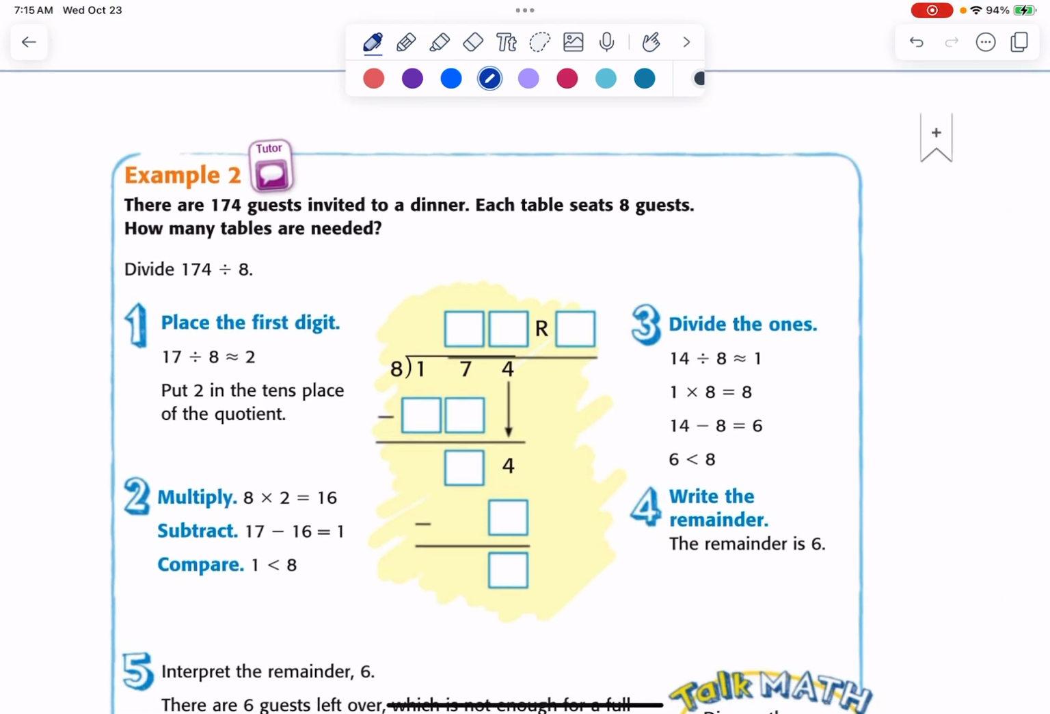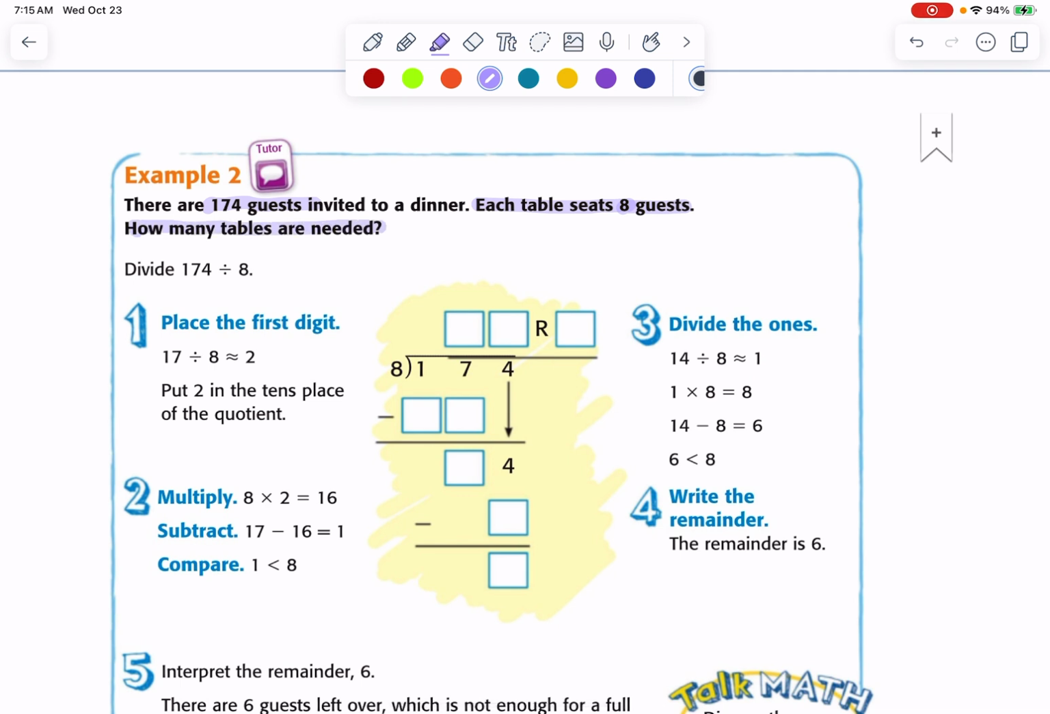Example 2. Okay, there are 174 guests invited to a dinner. Each table seats 8 guests. How many tables are needed? Okay? How many tables are needed?